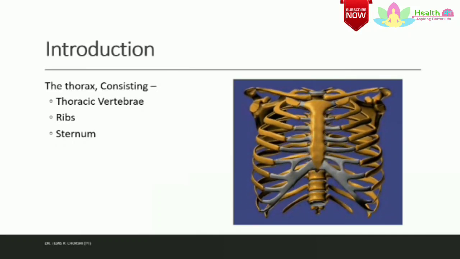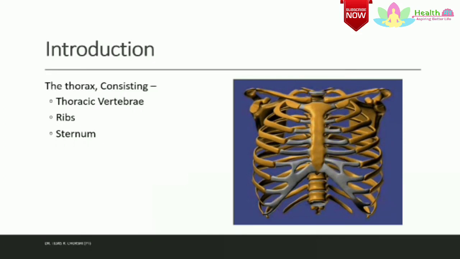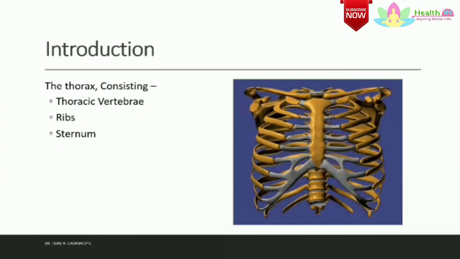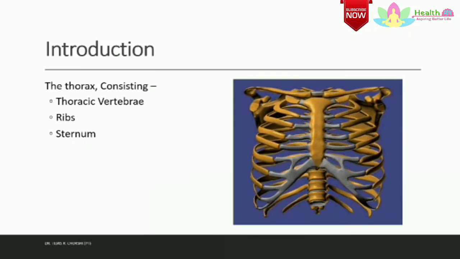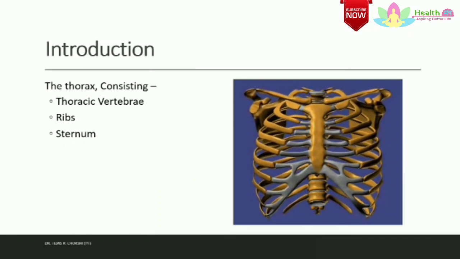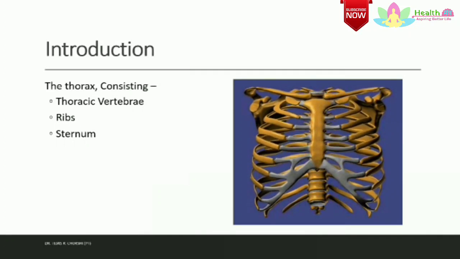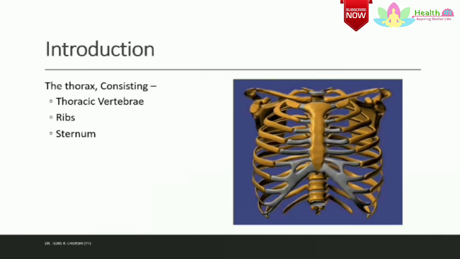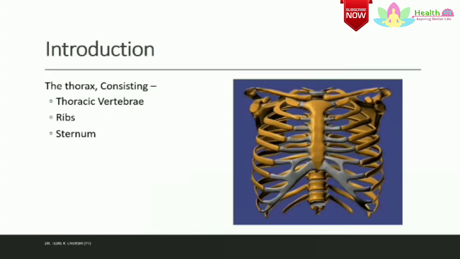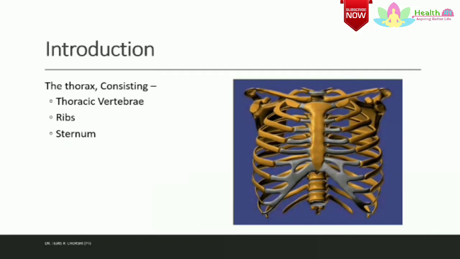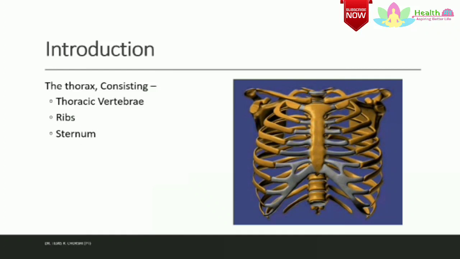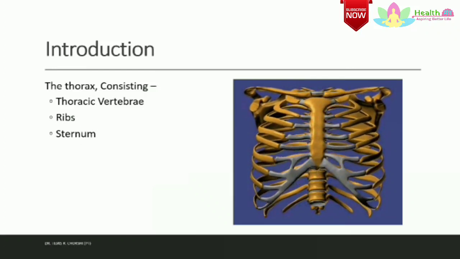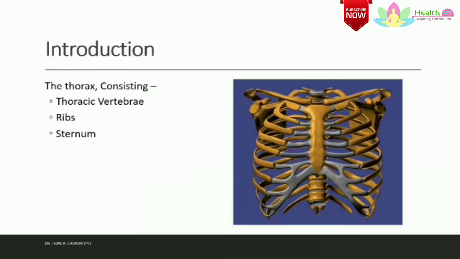If you look at the borders of the thorax, the anterior border is formed by the sternum, the lateral border is formed by the ribs, and the posterior border is formed by the thoracic vertebrae. The superior border is made up of the jugular notch of sternum, superior border of first costal cartilage, first rib and first thoracic vertebra. The inferior border is made up of xiphoid process, costal cartilage 7 to 10, 11th and 12th ribs, and the 12th thoracic vertebra.